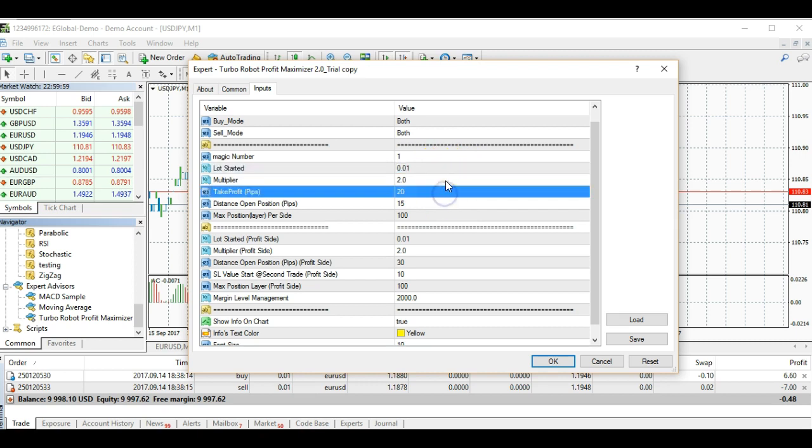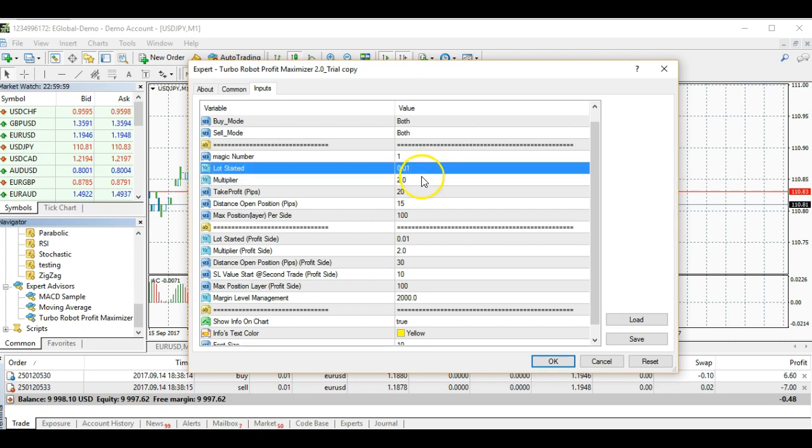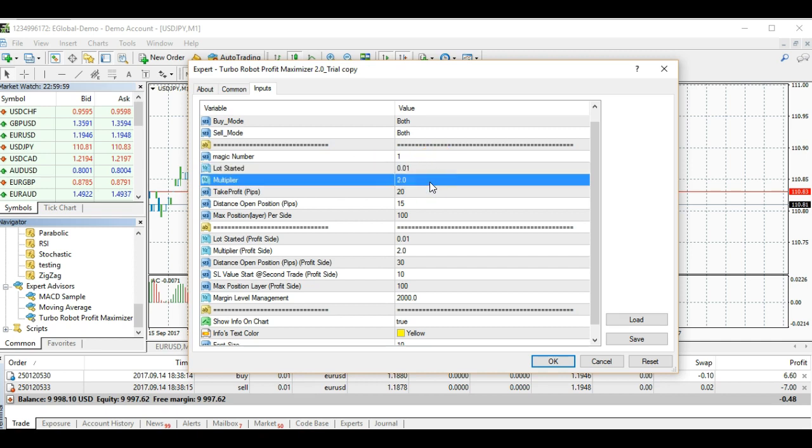Okay, so the multiplier. Whatever lot size you have in this particular portion, your multiplier will be based on this lot size. So let's say you started with 1, the next multiplier will be 2. This is how you multiply your lot size. Since this portion is a losing portion, whatever trade becomes a loss, it will double. So it goes to martingale position.